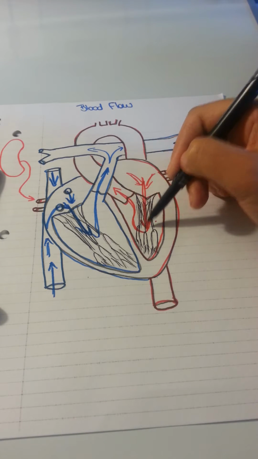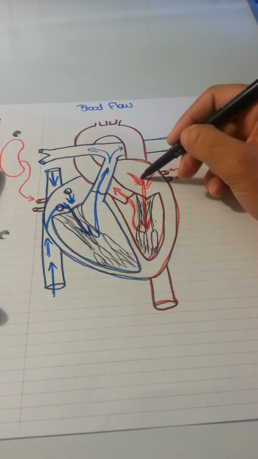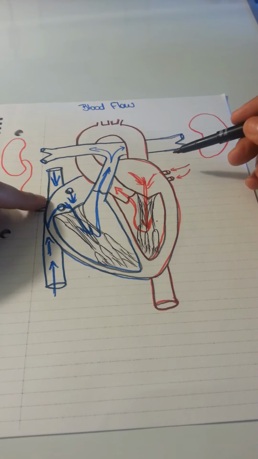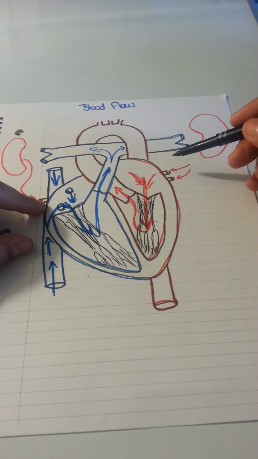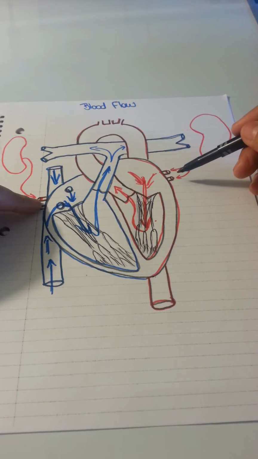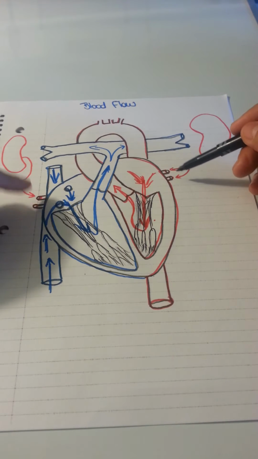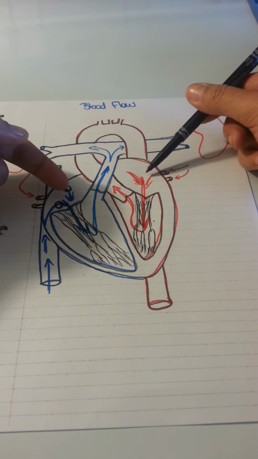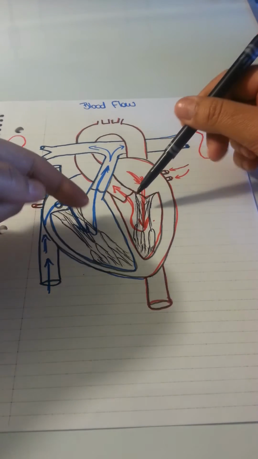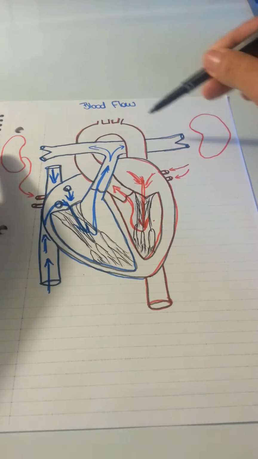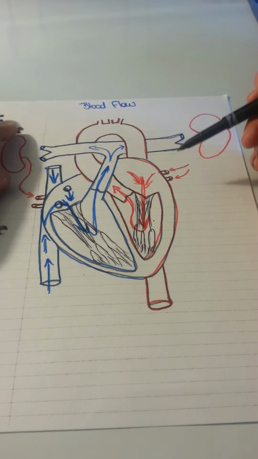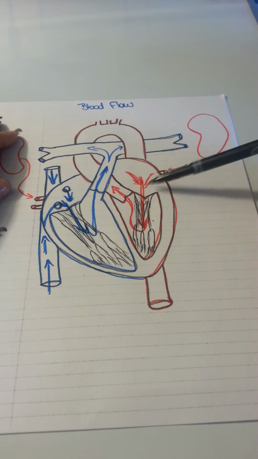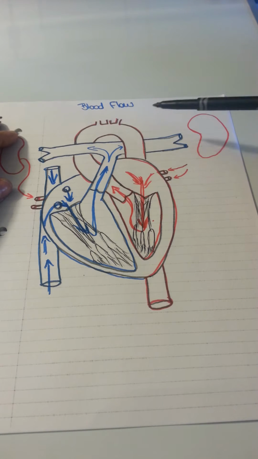So one thing that happens, at the same time that this atrium is contracting, the right one is contracting, the left one is contracting also. So at the same time this blood is getting pushed into the ventricle, so is the other one. So everything happens at the same time. Does that make sense? So the same thing that's happening here has to happen on the other side too.